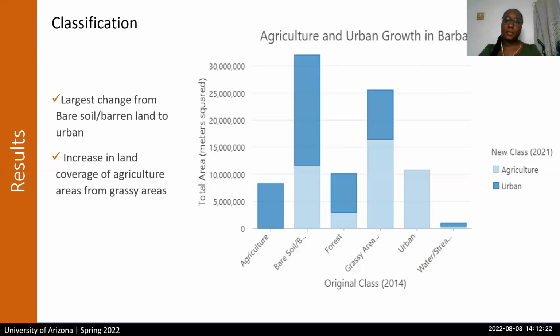Looking more closely at the agricultural and urban growth across Barbados in terms of the total area that's changed, bare soil or barren land to urban areas accounted for the largest change, with over 300 square kilometers changed to urban areas, and grasslands to urban areas also had a significant change of over 250 square kilometers. You can see that there's been some increase in agricultural lands from our grassy areas to agriculture, and smaller changes from our forest to urban areas.